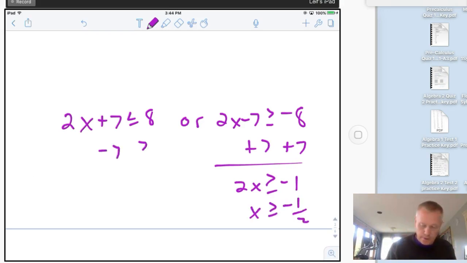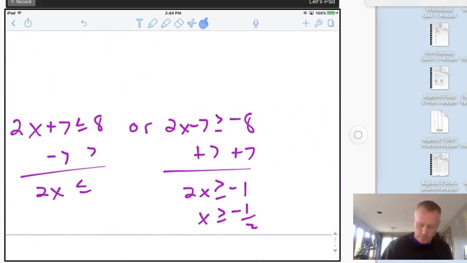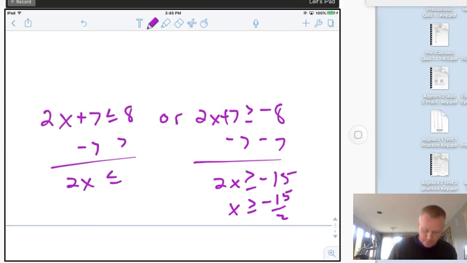Over here, you subtract 7, you get 2x. I messed up somewhere here. What is it? They're both plus 7, so this should have been -7. Which gives you -15 and -15 halves, and over here I get the positive 1/2.